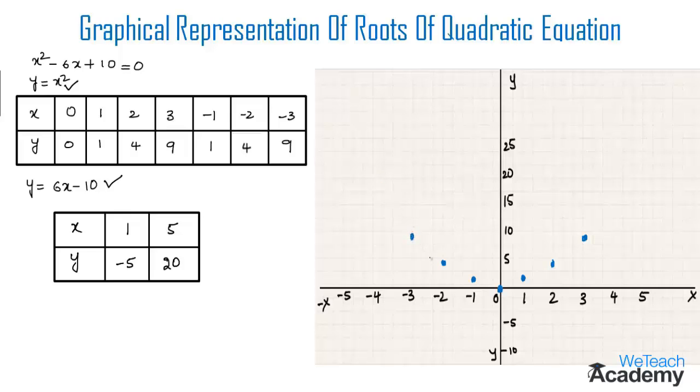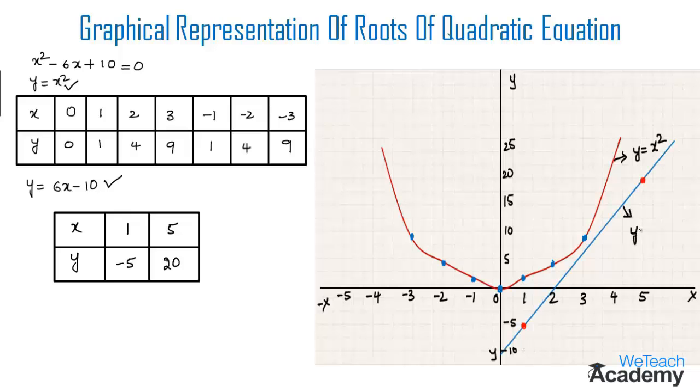And then by joining all these points, we get a U-shaped curve for the parabola y is equal to x square. And now let us plot the points for the straight line y is equal to 6x minus 10. So we have the first order pair as 1, minus 5. So it is a point somewhere here on the fourth quadrant. And then we have the next order pair as 5, 20. So let us mark a point somewhere here on this first quadrant. So by joining these 2 points, we get a straight line for the equation y is equal to 6x minus 10.